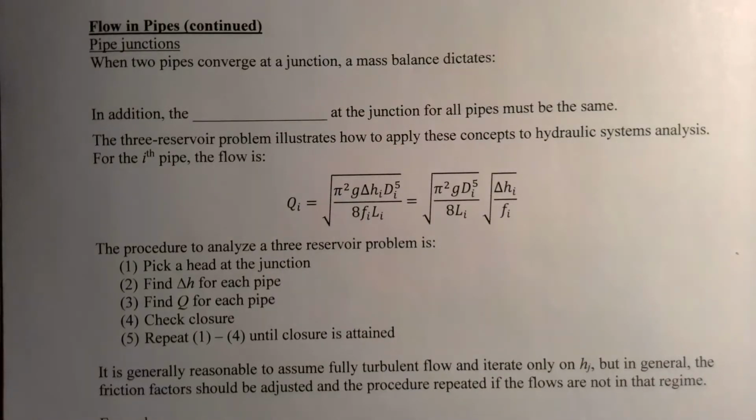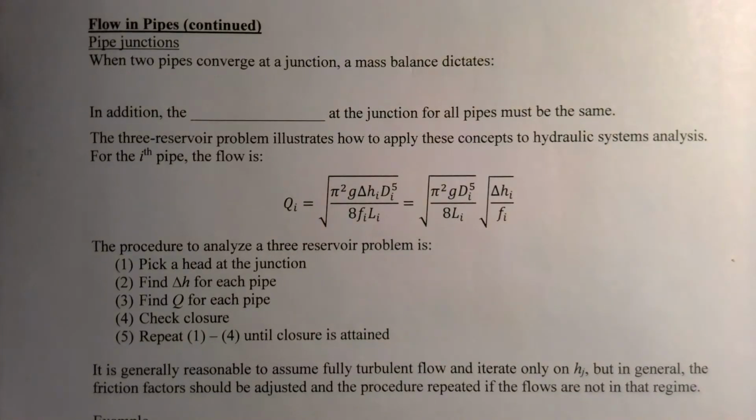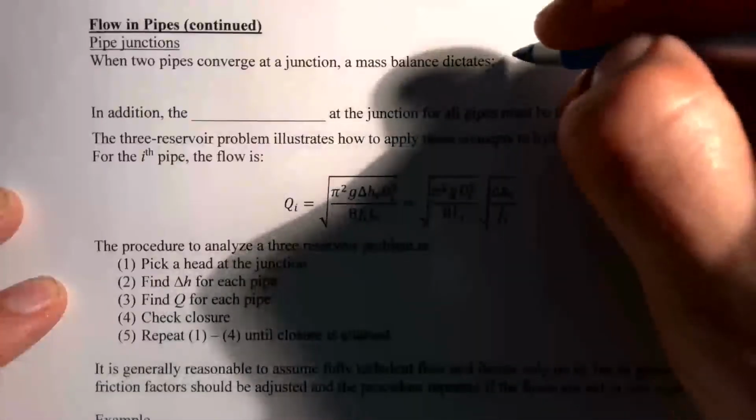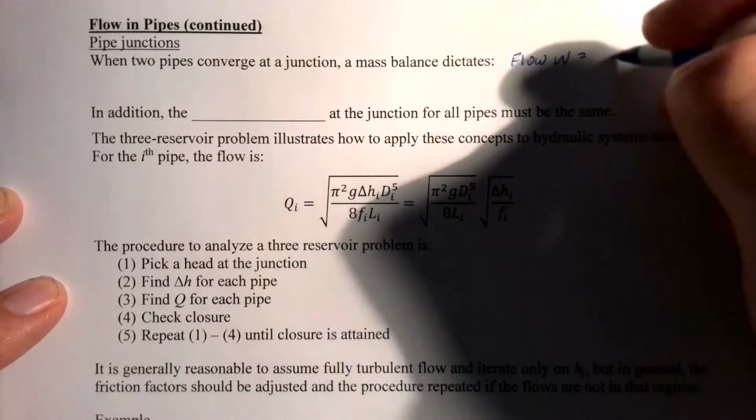All right, we're back here continuing to talk about pipes and water distribution systems. And in this video, I want to talk about analyzing a pipe junction. And so whenever we have two or more pipes that converge at a junction, a mass balance is going to dictate that the flow in equals flow out.